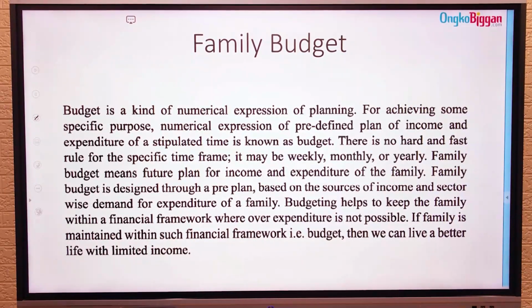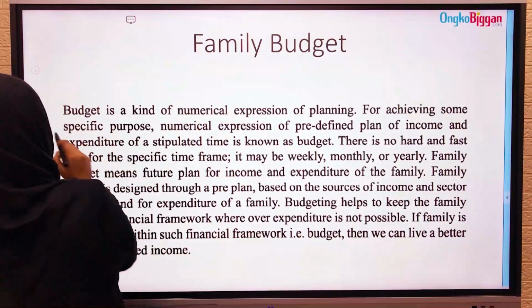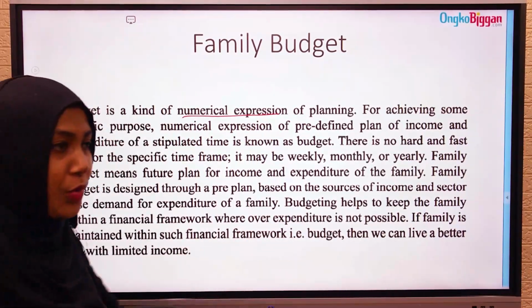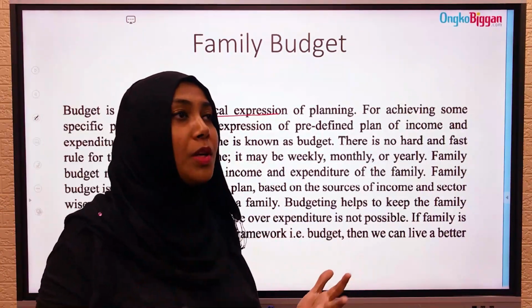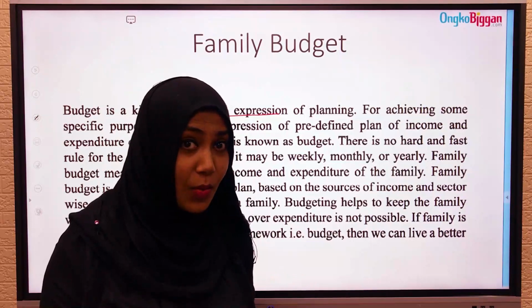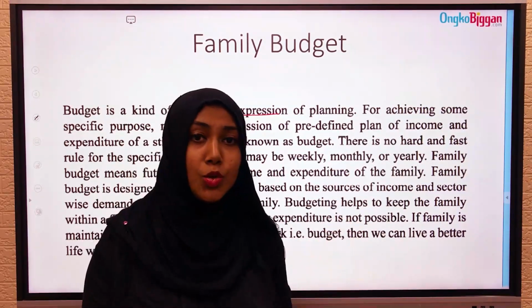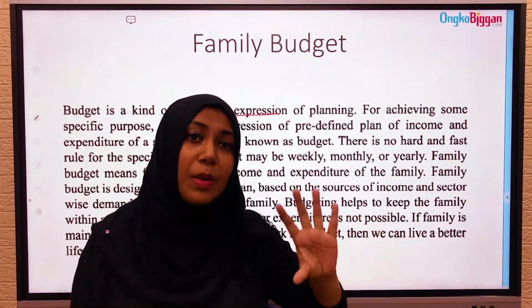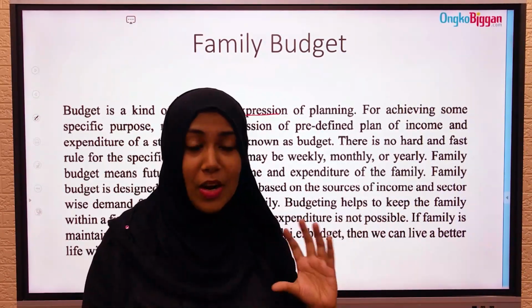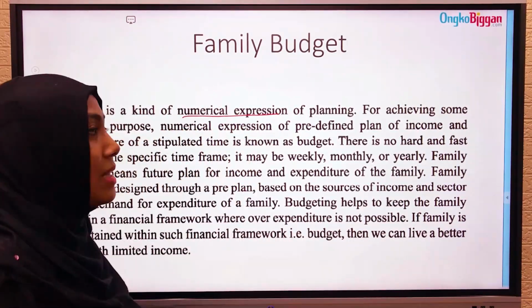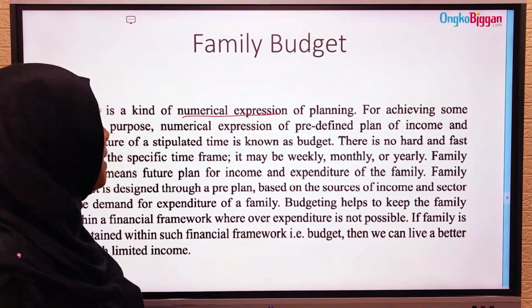So budget is a kind of numerical expression. Numerical numbers are there. It's a numerical expression of planning. We plan on what? On budget, family budget. Just now I told you in which field we need to spend how much. If we have that proper budget at the beginning of the month, then we can lead a very disciplined life. Okay, so that's what the family budget is about.